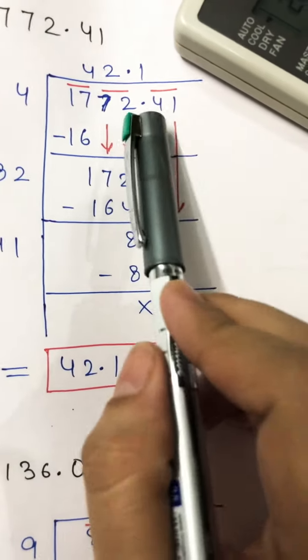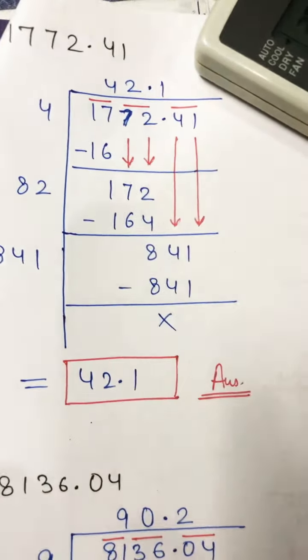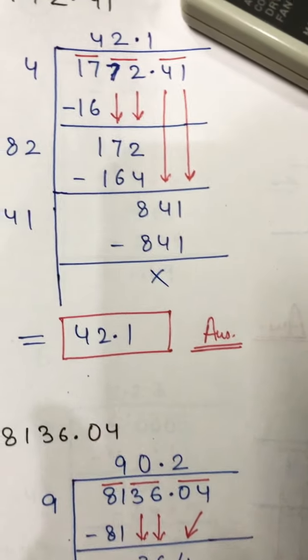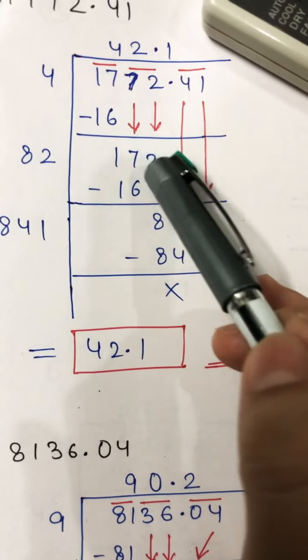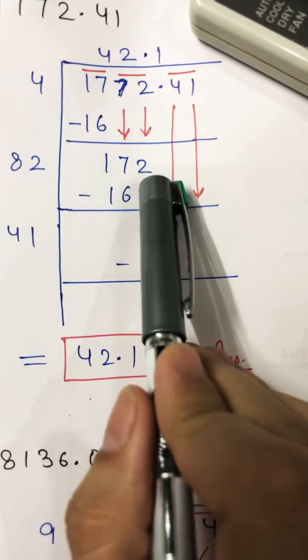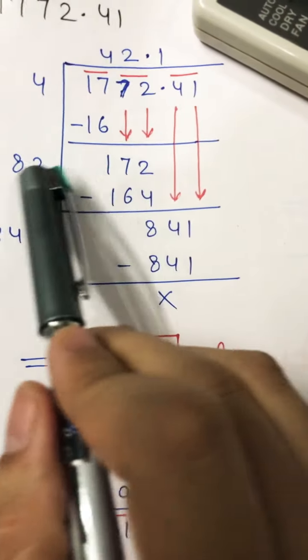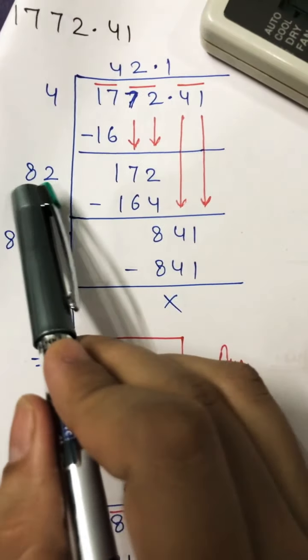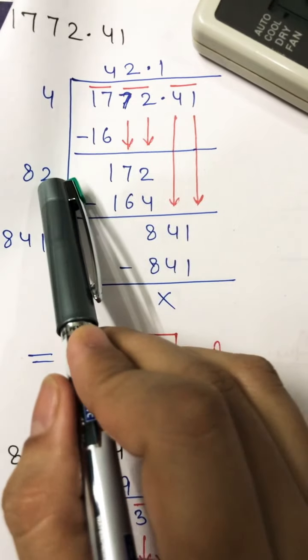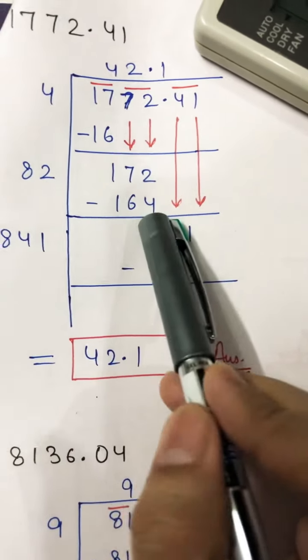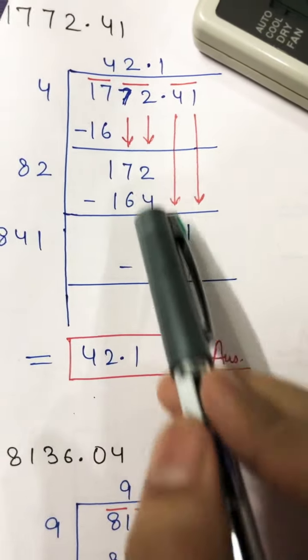Okay, whenever the decimal comes, only then you have to place a decimal over here. Now see that it is 172. Now 4 plus 4 is 8. Now I will multiply with 2. 82 2s are 164. Subtract it, the answer will be 8.